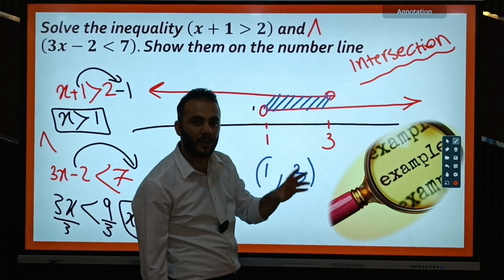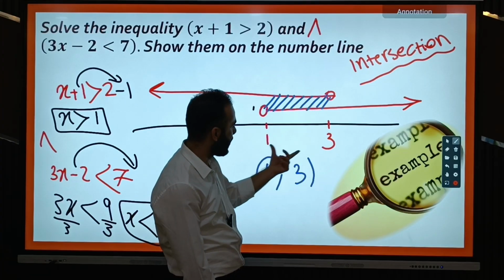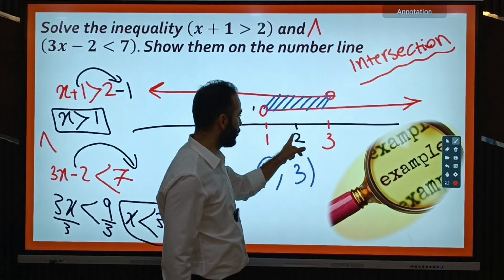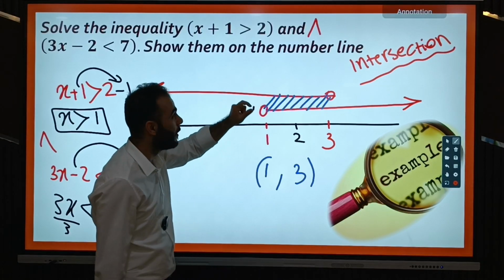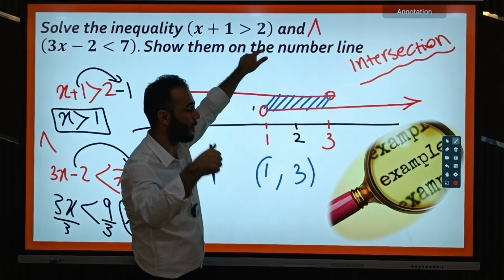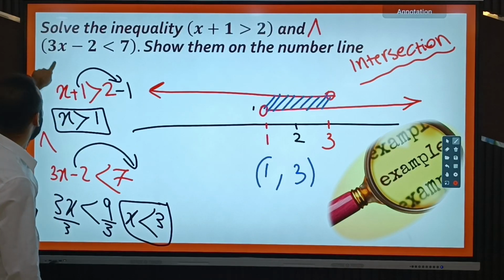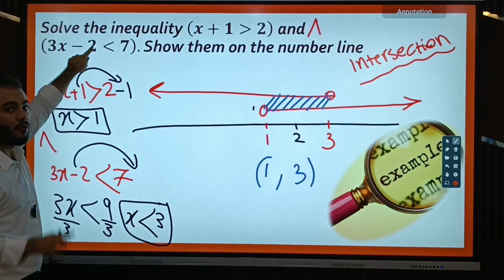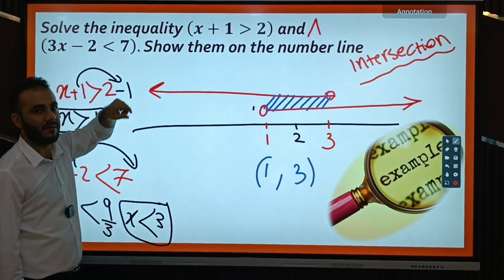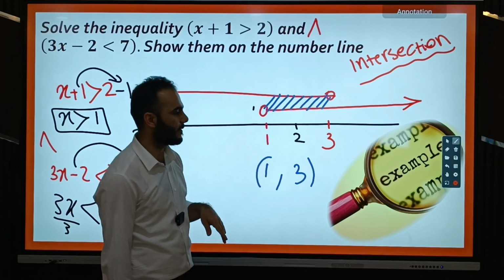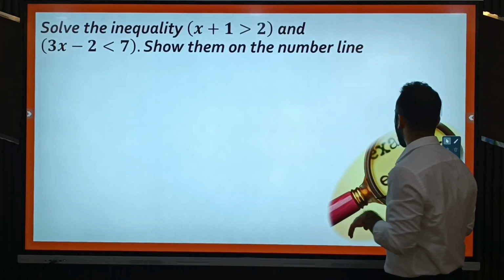If you want to check whether your result is correct or not, take a number in this interval. Let's say the best one is 2. That 2 should work for both of them. 2 plus 1 is 3. 3 is greater than 2. Perfect, it's correct. How about here? 3 times 2 is 6. 6 minus 2 is 4. 4 is less than 7. Therefore, our solution is definitely correct. This is how to evaluate. Perfect.